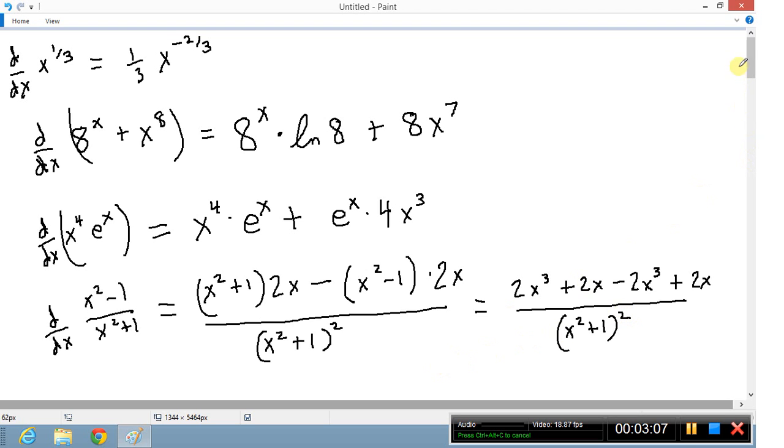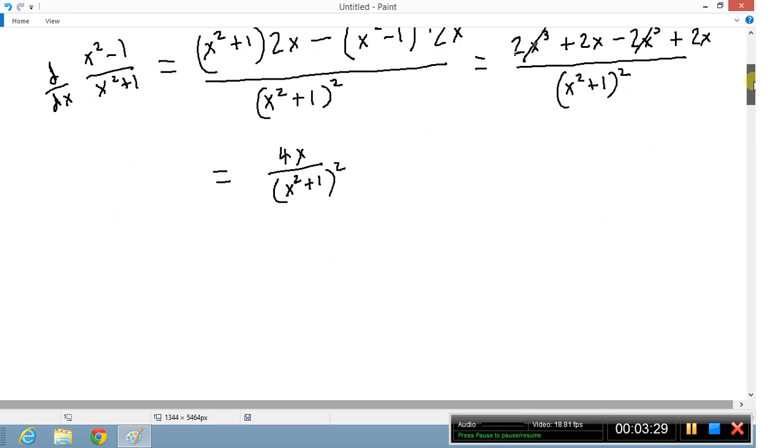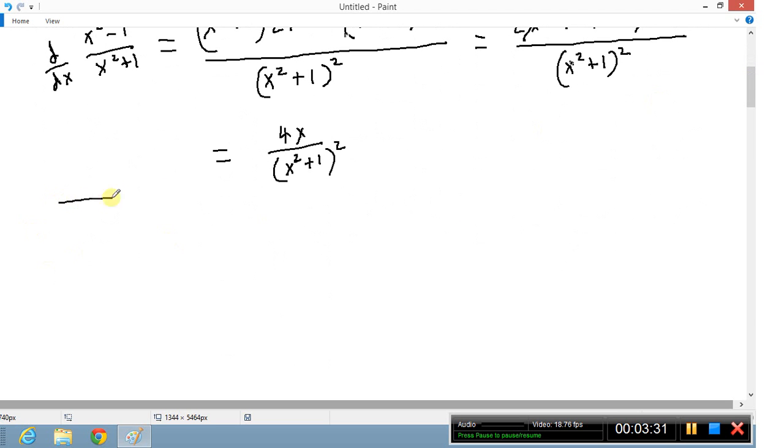So that can be obviously simplified a little bit further, because stuff cancels, and the 2x cubed cancels with the minus 2x cubed, and 2x plus 2x is 4x, so your final answer should be 4x over x squared plus 1 quantity squared. And that's number 4. For number 5, a few trig functions that you had to have memorized in terms of the derivatives.